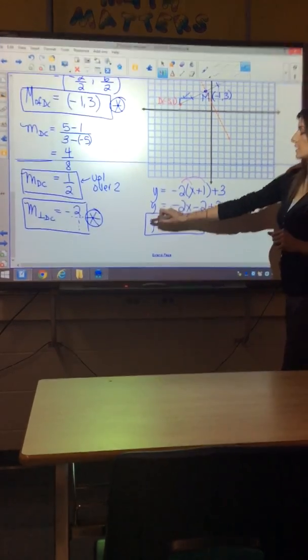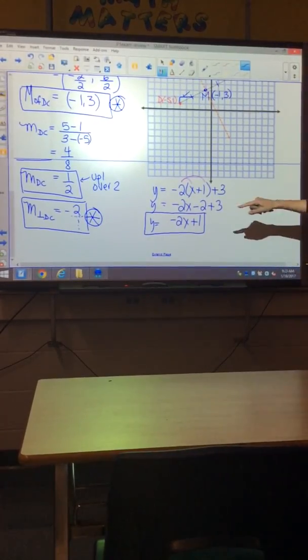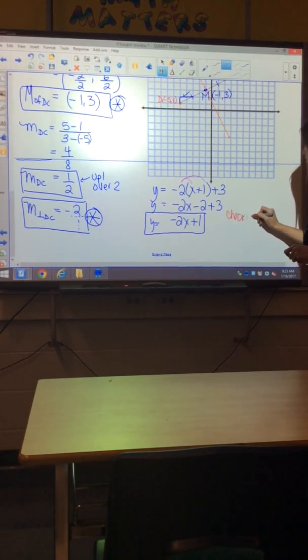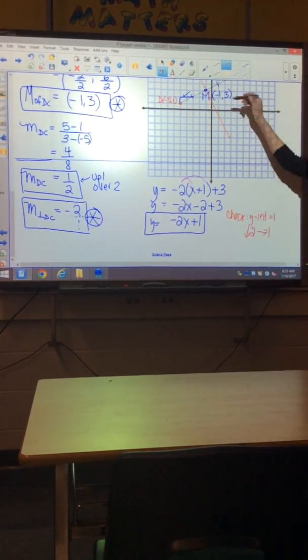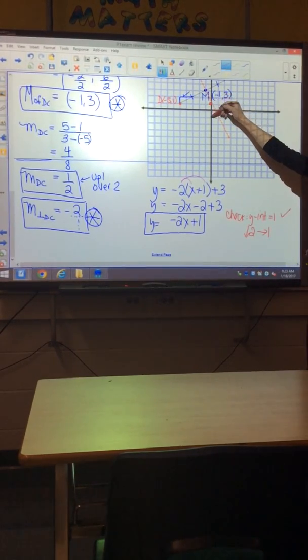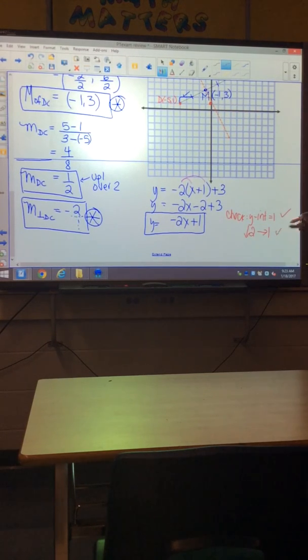So this line, describe it to me on a graph. What should that equation look like? Yeah, Carol? It crosses the y-intercept at 1. Yep, check your y-intercept of 1, and it goes down 2 and over 1. So is the y-intercept approximately 1? Close enough? Does it go down 2 over 1, down 2 over 1? Looks good. Okay, so check those on your picture.